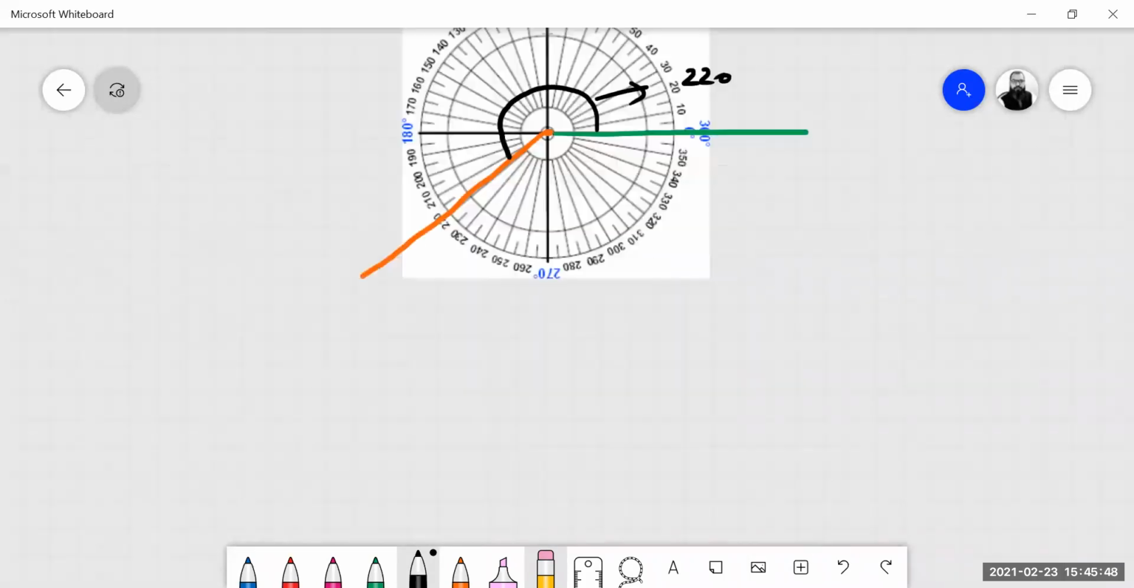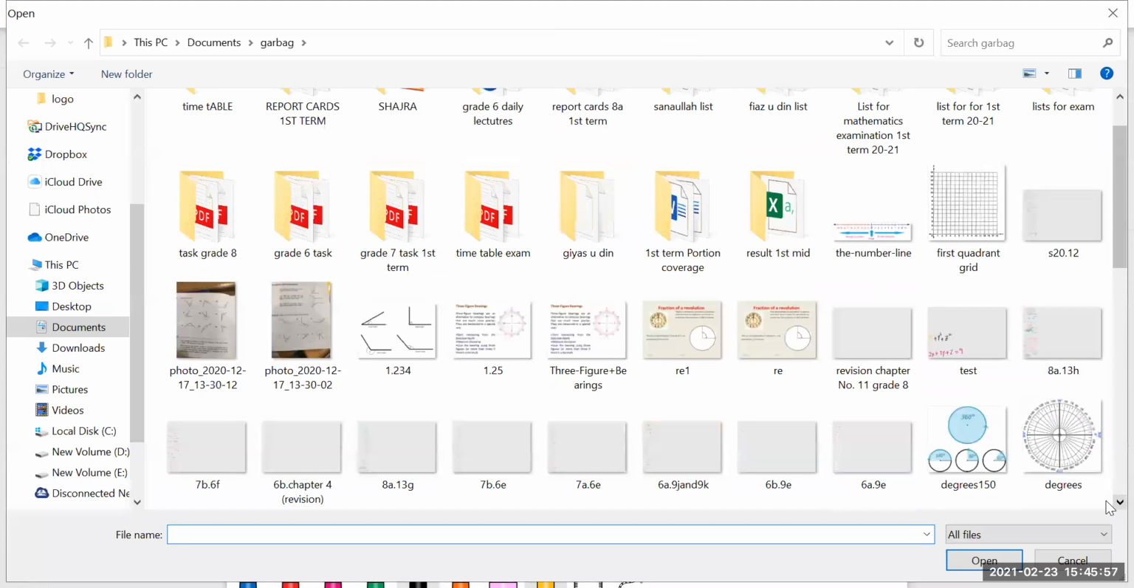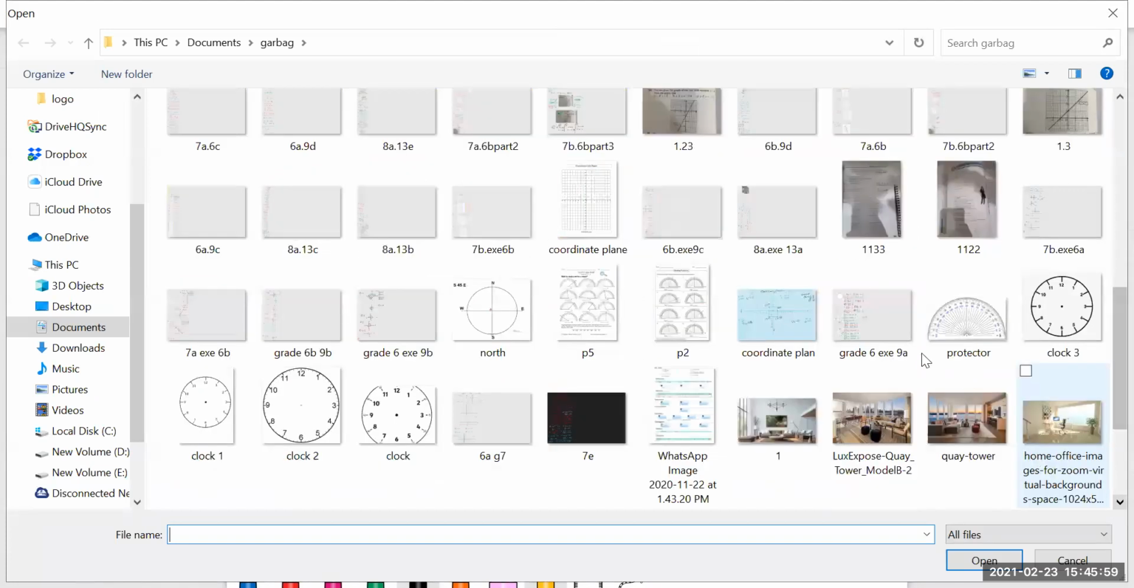Now, I will try to find the protractor again, which is a half protractor, not full.